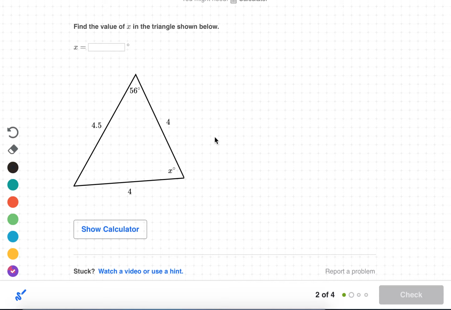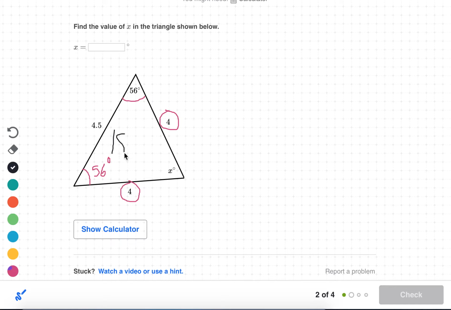Next problem. Before we do anything, we're going to circle the equal sides, and we're going to mark the angles across from them. So 56, and then this angle right here also has to be 56, because the angles across from the equal sides in an isosceles triangle are congruent.